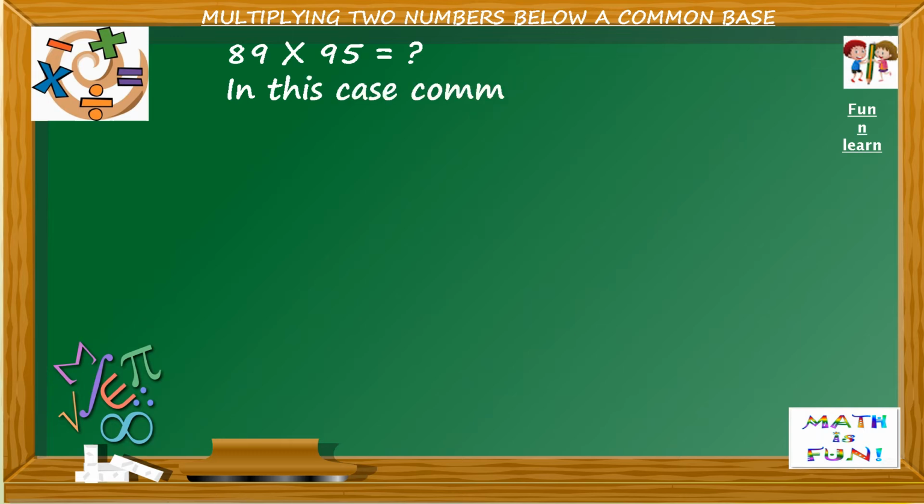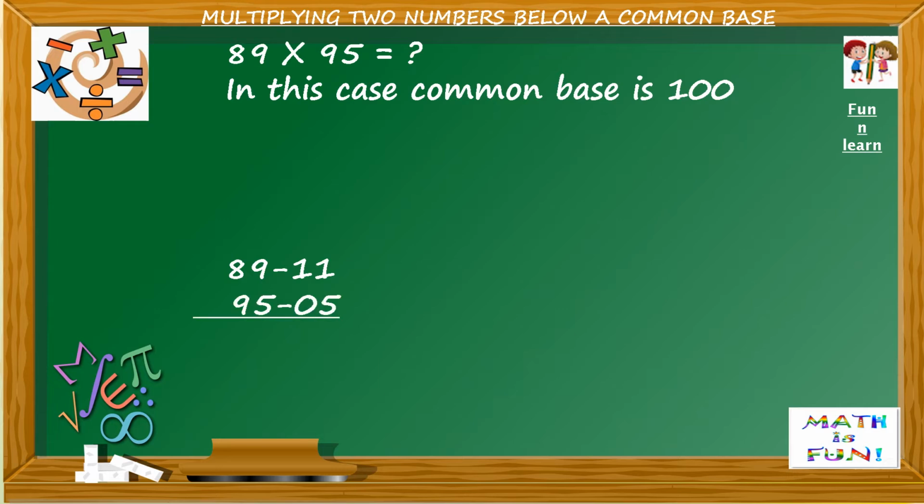In this case the common base is 100, as 89 is 11 less than 100, and 95 is 5 less than 100. Now we will do the cross subtraction. Answer will be in two parts. First part will be 89 minus 5, which will be equal to 95 minus 11. Both are equal to 84.